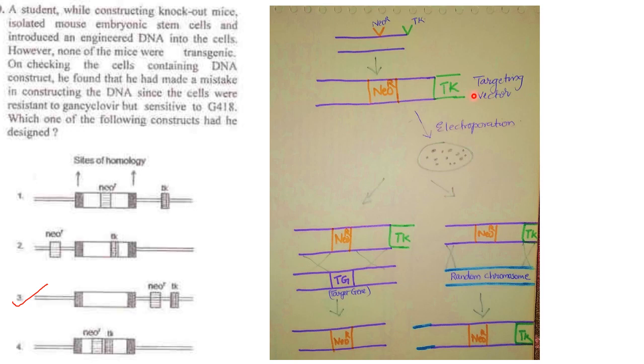This is the targeting vector. Then it is introduced via electroporation to embryonic stem cells. Then you will get recombinants as well as non-recombinants. So if it is recombinant, the targeting vector combines with the target gene. The TG is the target gene. This is the targeting vector.